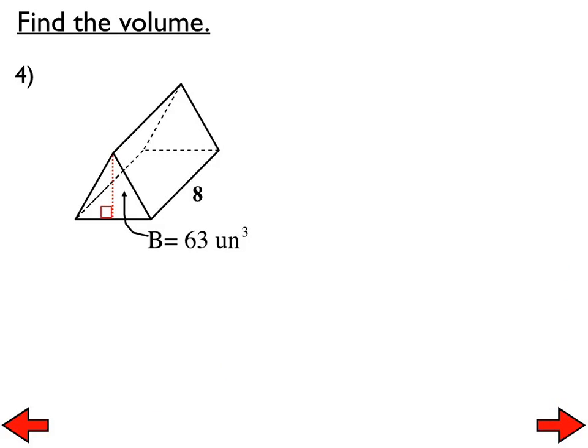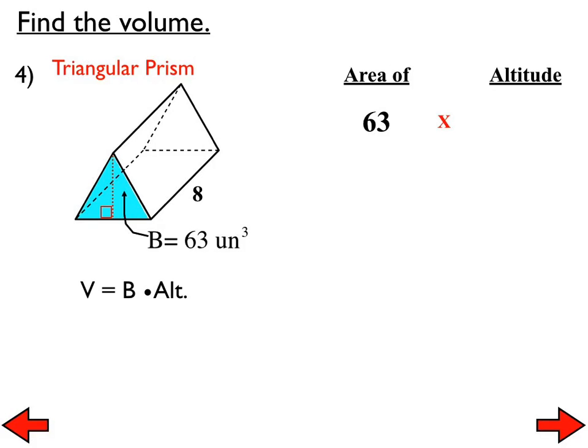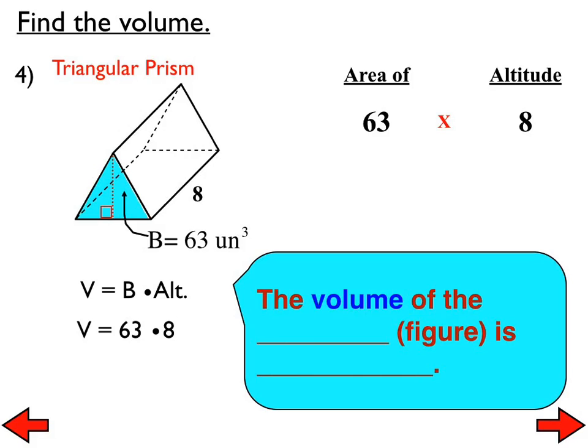I meant number 3. Number 4, the base is a triangle because the triangles are the bases, so this is a triangular prism. We are giving you the area of the base, which is 63. To find the volume of that, it is the area of the base, which is 63, times the altitude. This is another shape lying on its side. The altitude is 8. So the volume of the triangular prism is 504 units cubed.